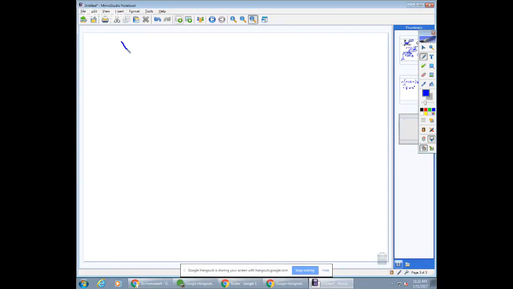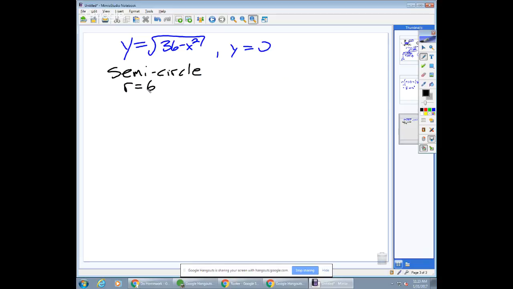New page. So I have y equals square root of 36 minus x squared, and I have y equals 0. And my belief there is that is a semicircle. And the radius is 6. And the center is 0, 0. And not a bad idea to whip out a graphing utility to double check that, plot a few points just to make sure. So I'm going to plot a few points.